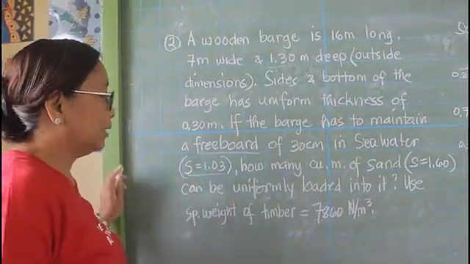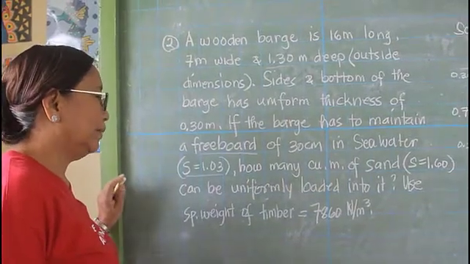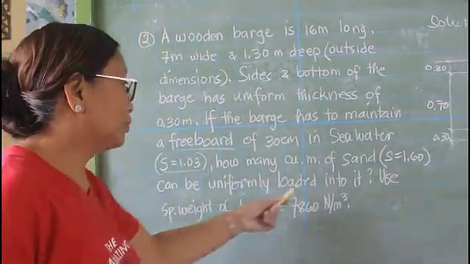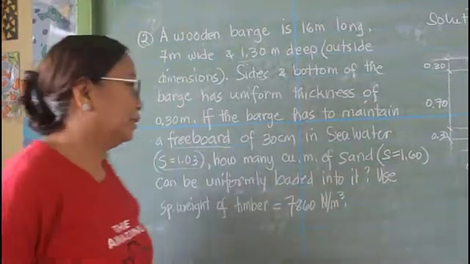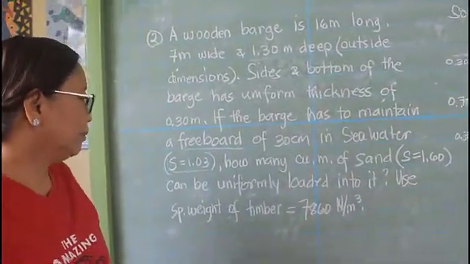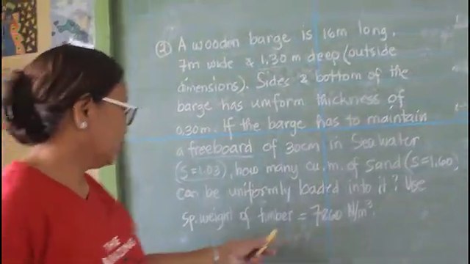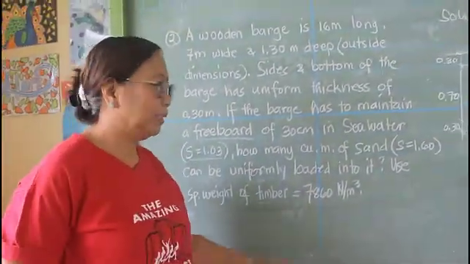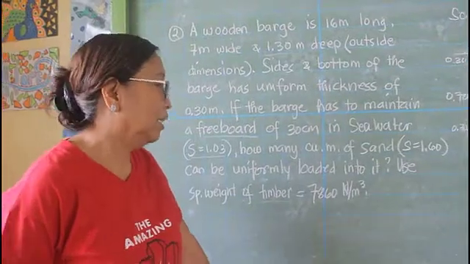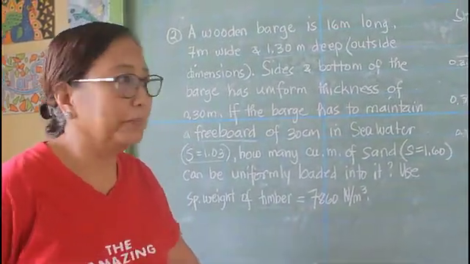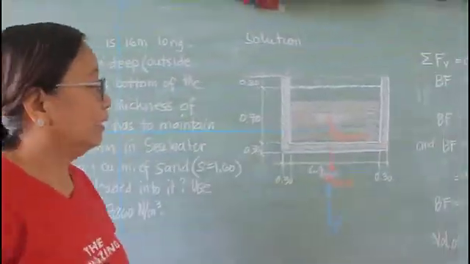If the barge has to maintain a freeboard of 30 centimeters in seawater, seawater is heavier than fresh water, kaya ang specific gravity niya is 1.03. How many cubic meters of sand, whose specific gravity is 1.6, can be uniformly loaded into the barge? So, we are going to use the specific weight of timber as 7,860 Newton per cubic meter. Okay, so this is what the problem states.